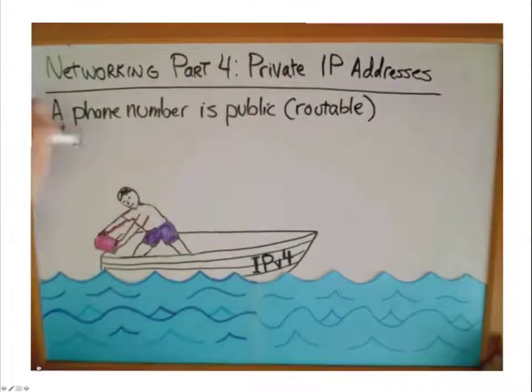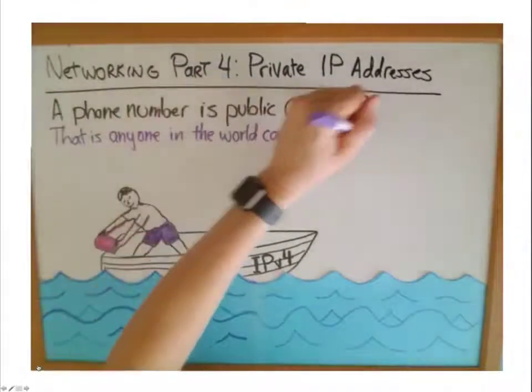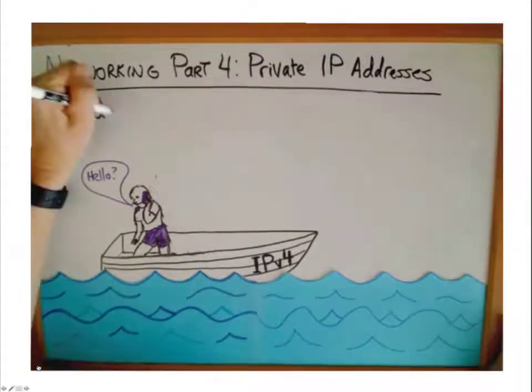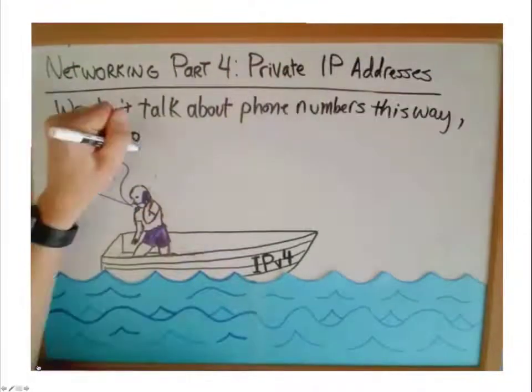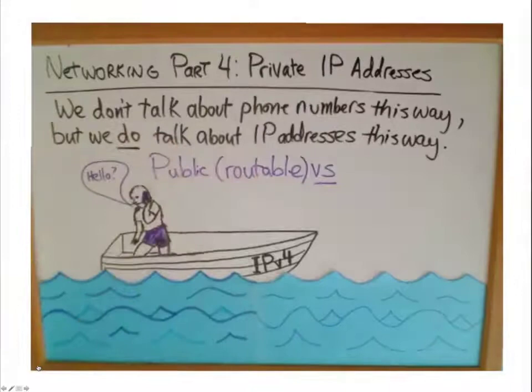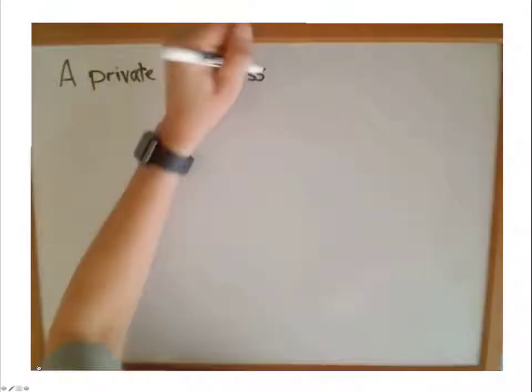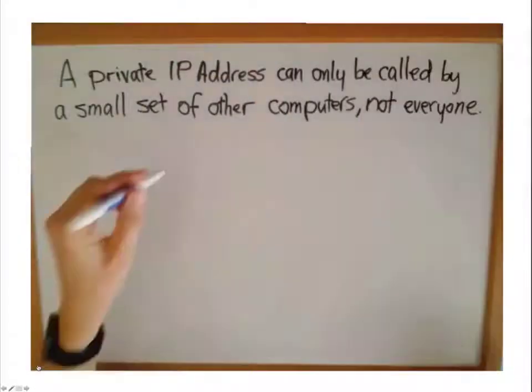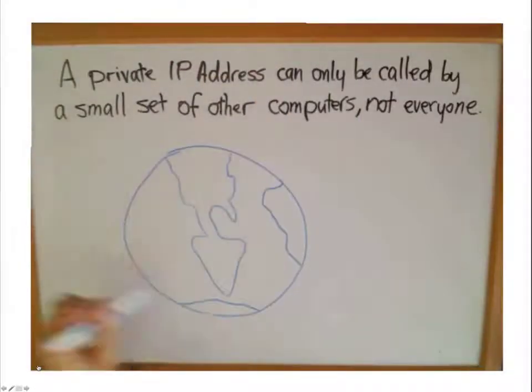A phone number is public, routable. That is, anyone in the world can call your number. Hello? Calling from Alaska, from China, from California, from Timbuktu. We don't talk about phone numbers this way, but we do talk about IP addresses this way. Public, routable, versus private, unroutable. A private IP address can only be called by a small set of other computers, not everyone.